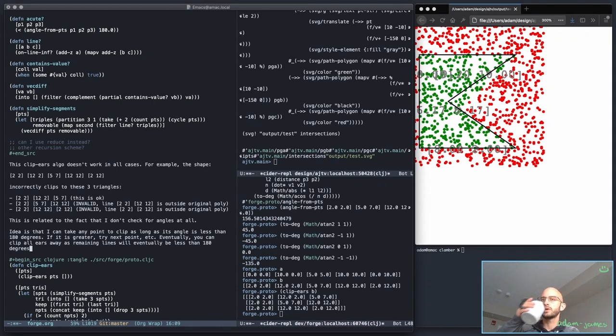Right, so I need to redo my clip ears approach. Can't make it naive. Which is a tad annoying, but well, you got to do what you got to do, right? Can't just ignore edge cases, so that will be something to do.